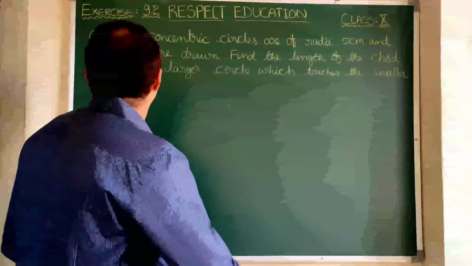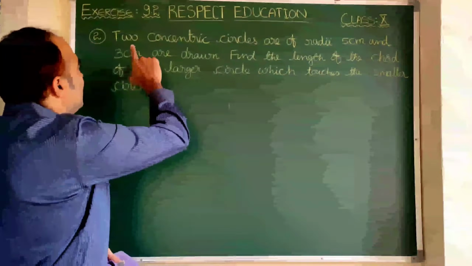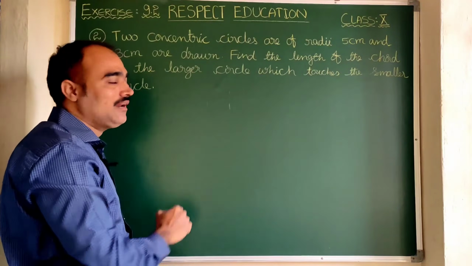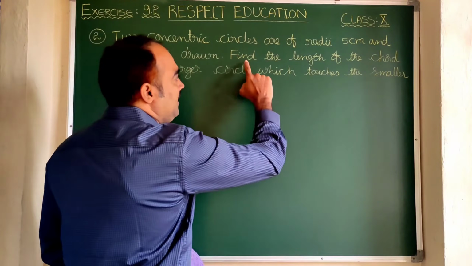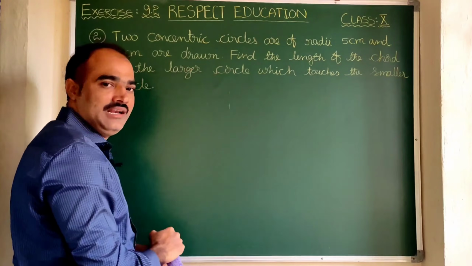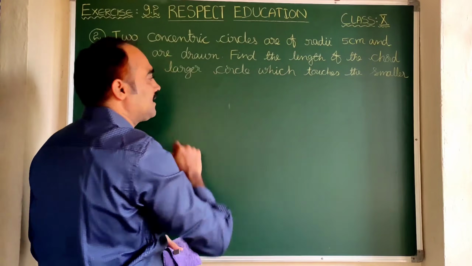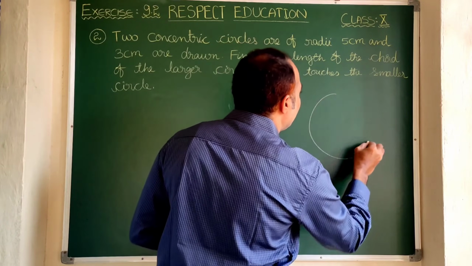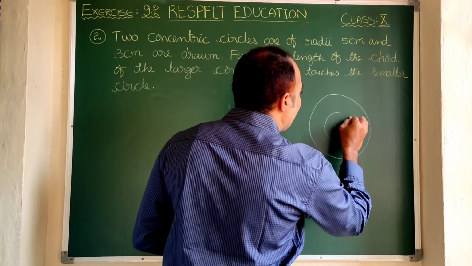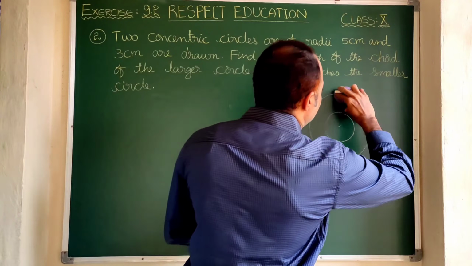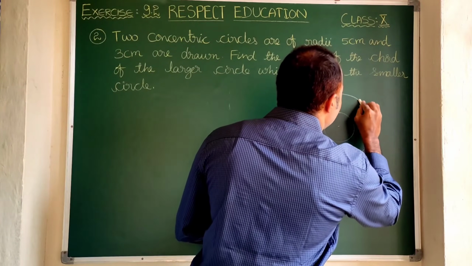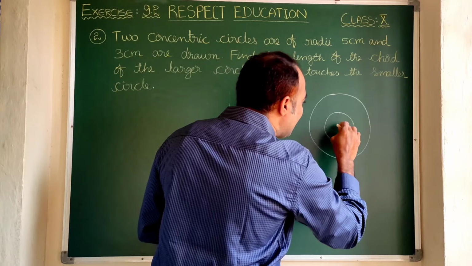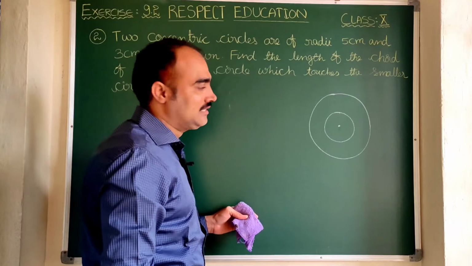Now let us see question number 2. Two concentric circles of radii 5 cm and 3 cm are drawn. Find the length of the chord of the larger circle which touches the smaller circle. So here let us draw 2 concentric circles. For example, this is circle 1 and this is circle 2. So here let us take 2 circles whose center is common. Those are called concentric circles.